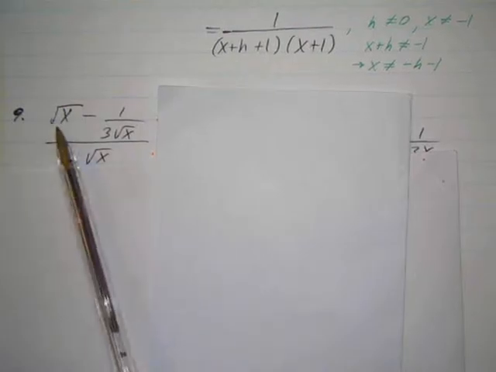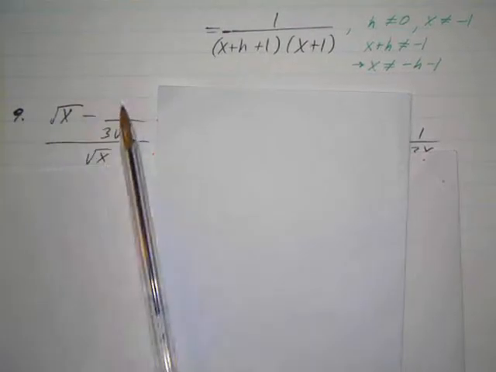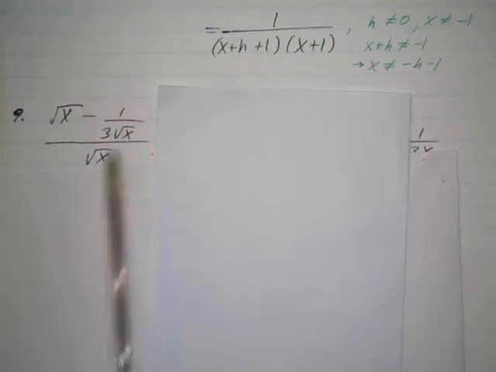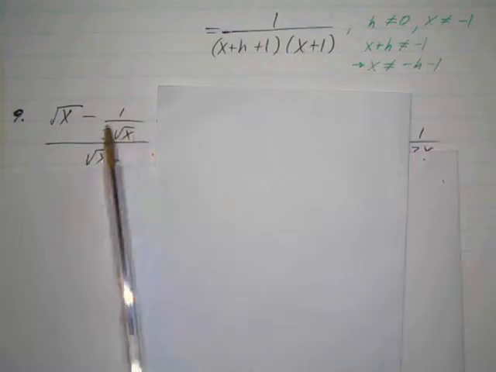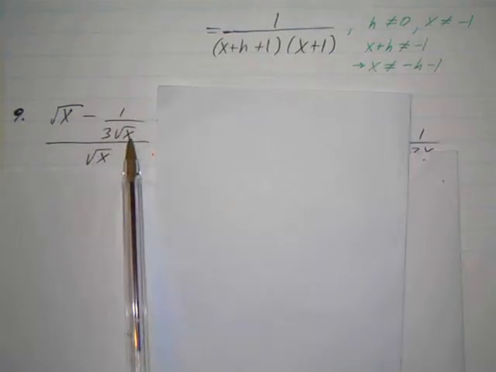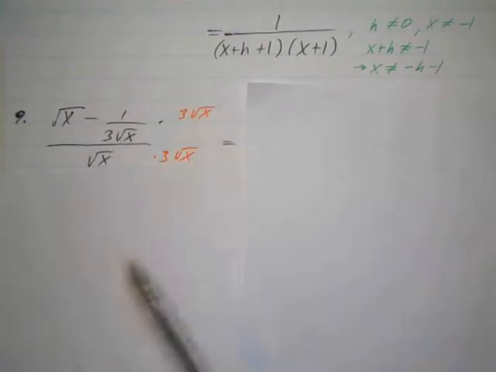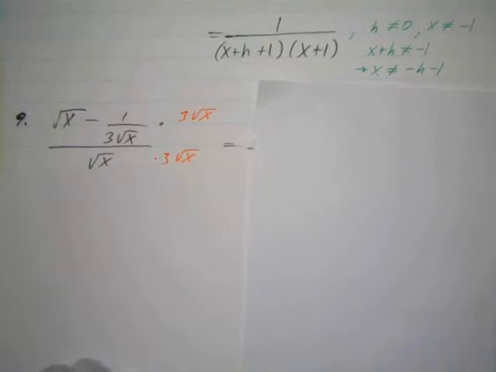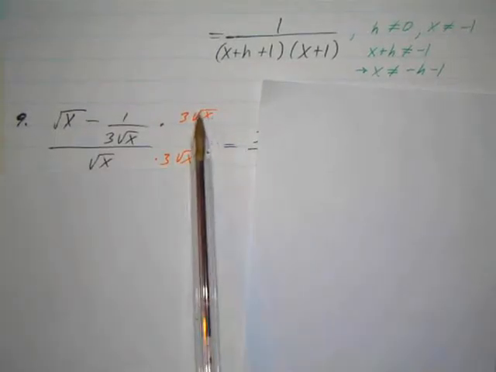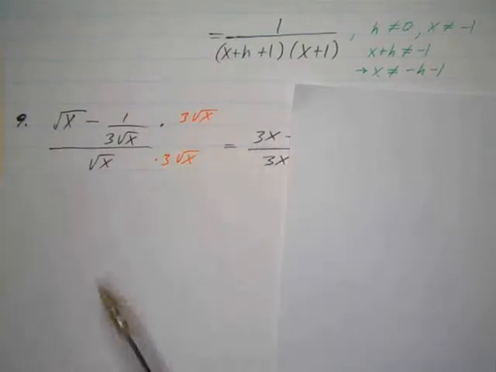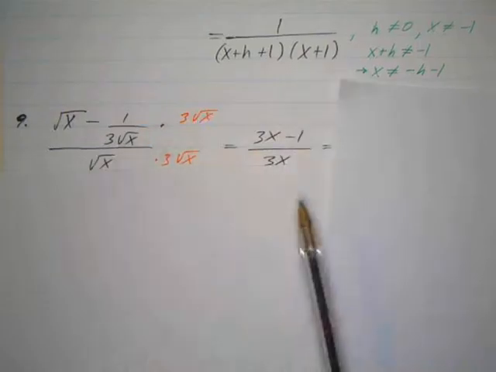Okay, so I've got the square root of x minus 1 over 3 times the square root of x all over the square root of x. So I've got one fraction in the numerator, so that's my denominator, so that's going to be my LCD. So I just multiply the top and bottom by 3 times the square root of x. Now this is nice because when I multiply the square root of x times the square root of x, I just get x. And then these cancel, so I have -1.